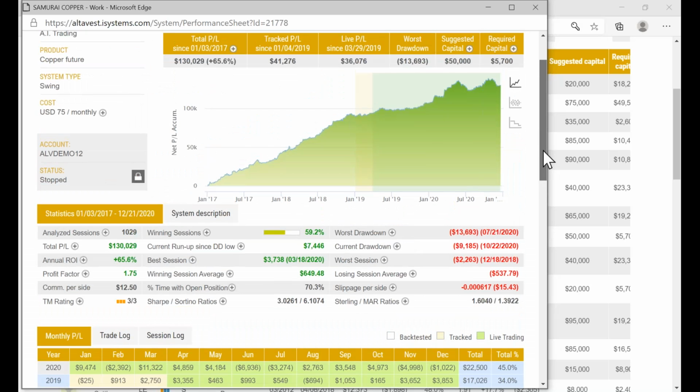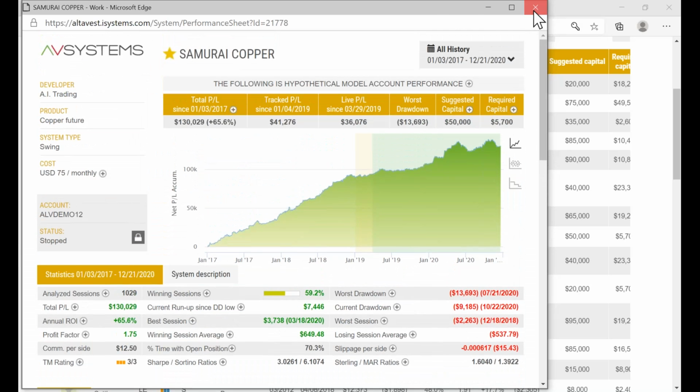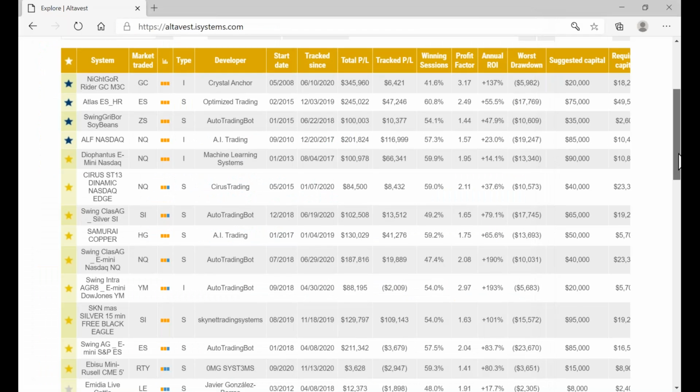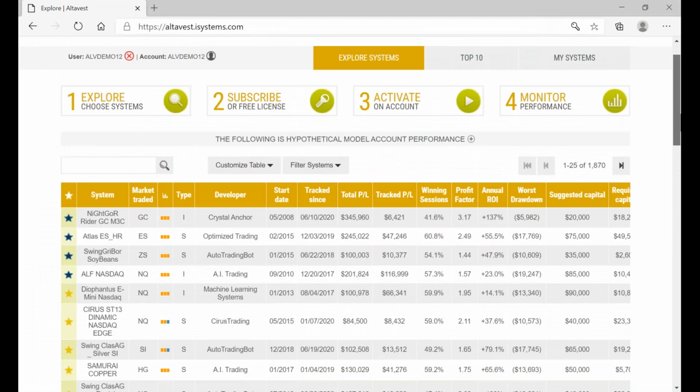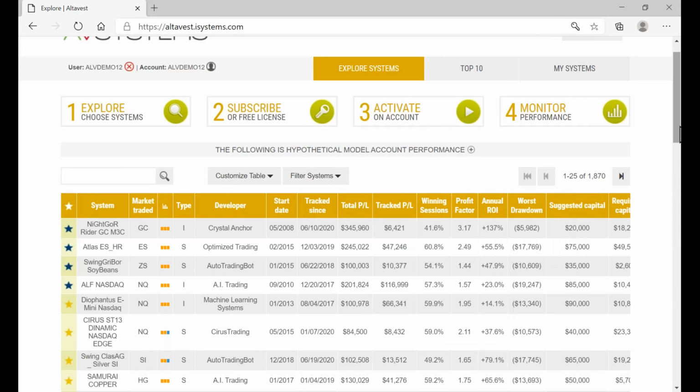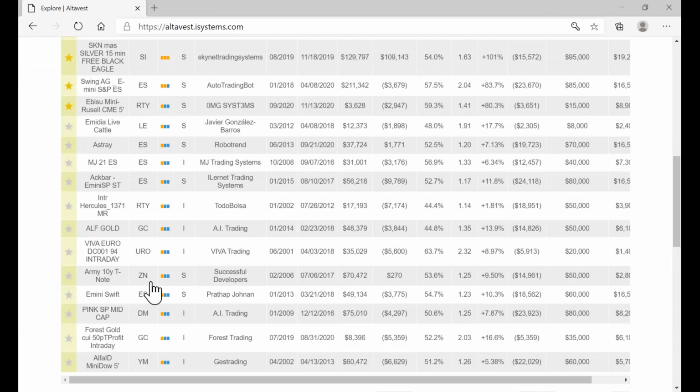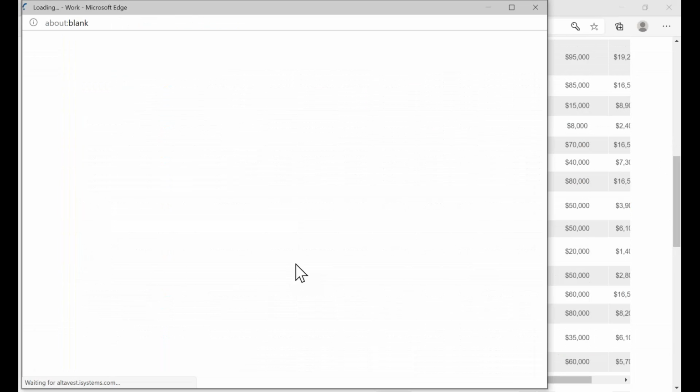Now, if you wanted to, for example, look at any other particular system, of course, you could go back and filter, whatever it might be. Now, here's the key: if you find a system that you like, I'm just going to click on another random system here.